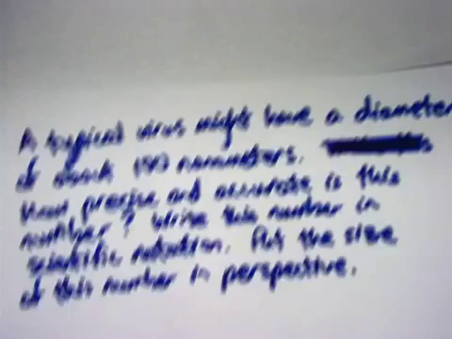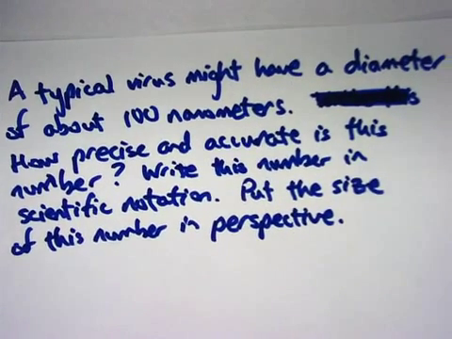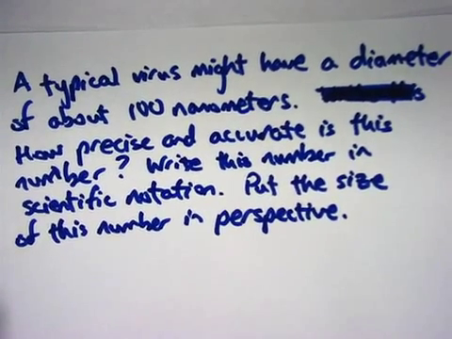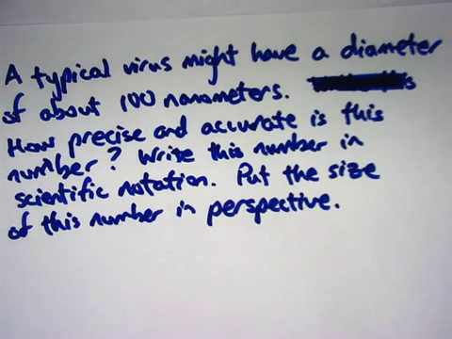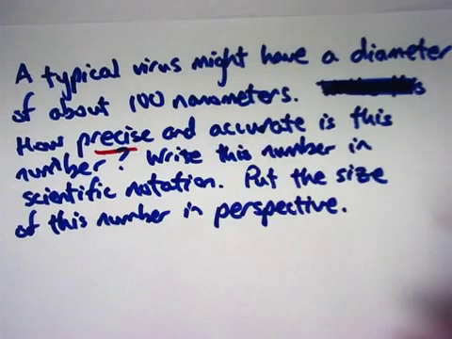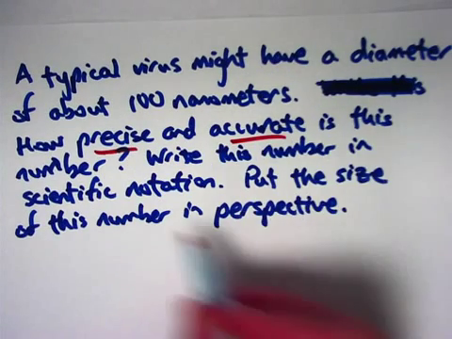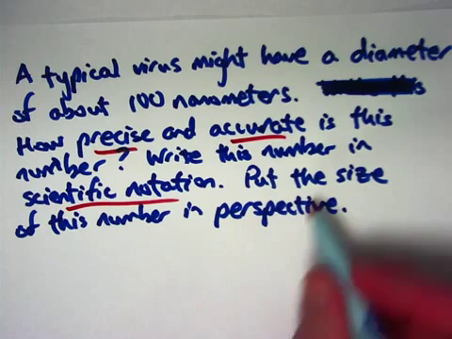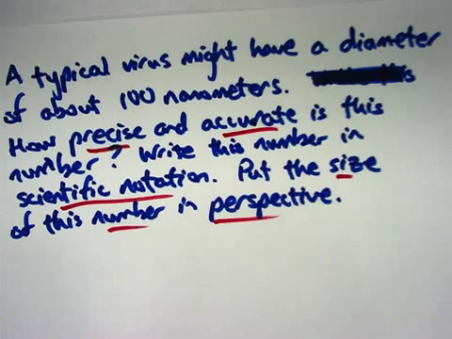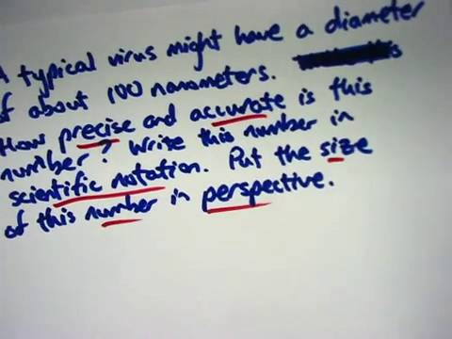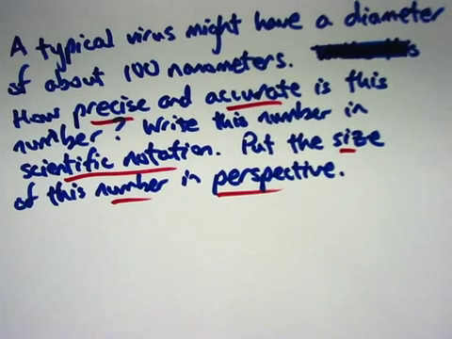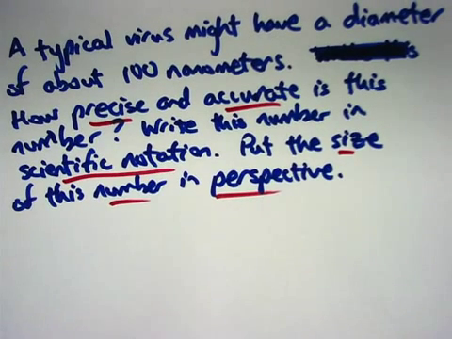New question. A typical virus might have a diameter of about 100 nanometers. And we've got similar questions here. How precise is the number? How accurate is it? Write in scientific notation and put the size of this number in perspective. And here I'm not saying how to put it in perspective. I'm just saying put it in perspective and leaving it up to you, in essence, to decide how you want to put it in perspective.